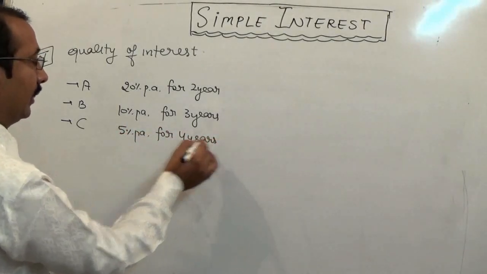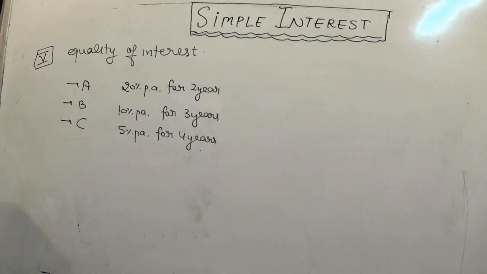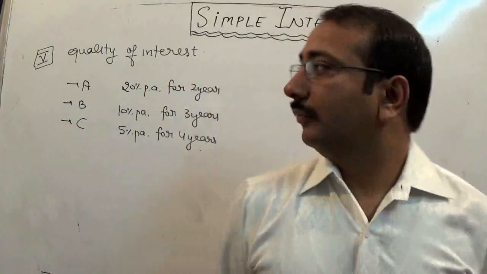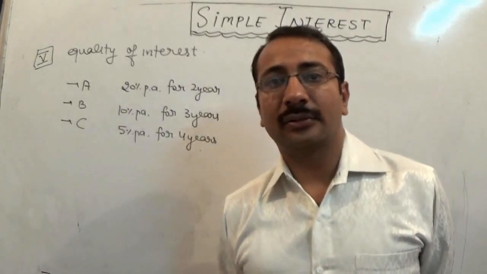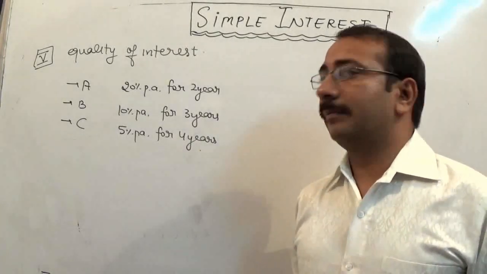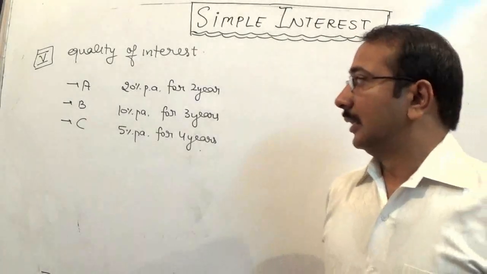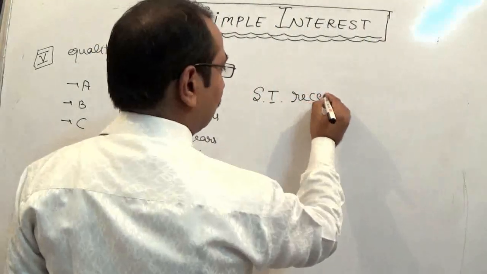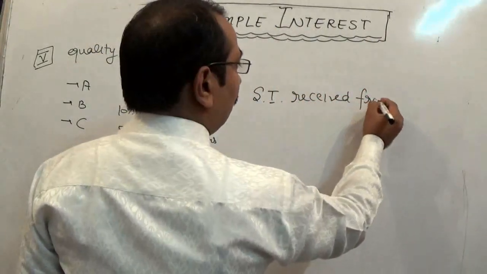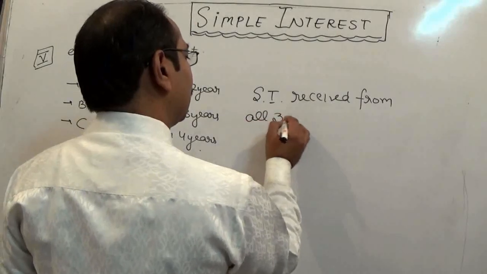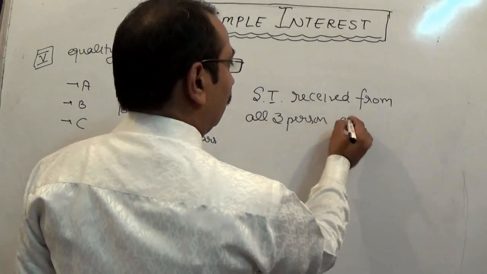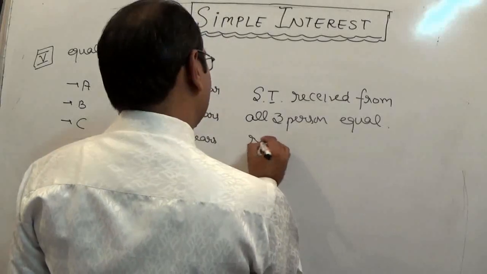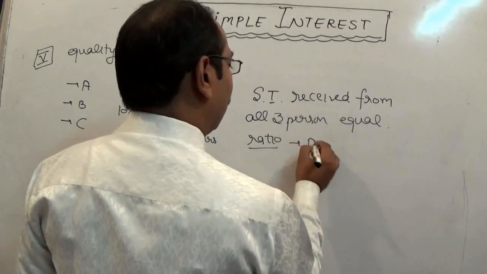What is given to you? There was a person and he had given his money to three persons A, B and C. To A, he had given at the rate of 20% per annum for 2 years. To B, at a rate of 10% per annum for 3 years. And to C, at a rate of 5% per annum for 4 years. Further, it is given that simple interest received from all the three persons is equal. We have to find out the ratio in which he gave money to A, B and C.